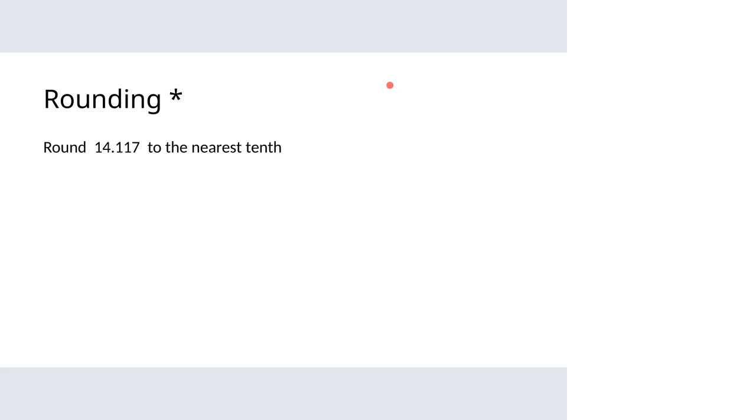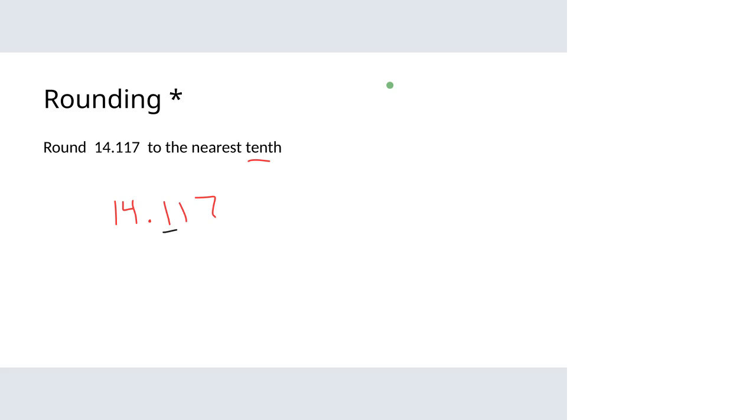So the first thing, and probably the most important thing, is we're told to round this to the nearest tenth. So the first thing we need to do is find the tenths place. So in our number, 14.117, the tenths place where we're going to round this is right here. So place value is really important in rounding. So we're going to round this to one place past the decimal, to the tenths place.